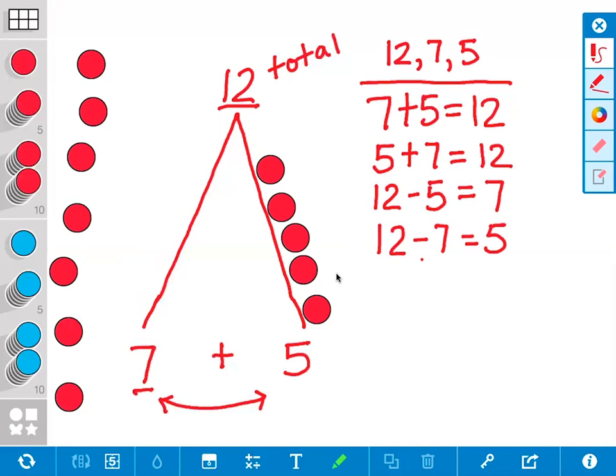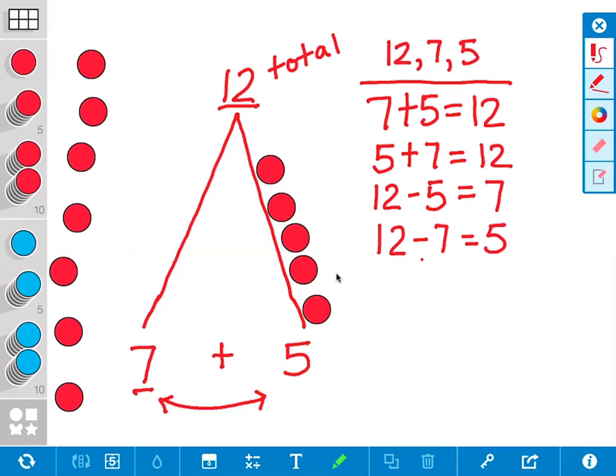So I have 7 plus 5 equals 12. 5 plus 7 equals 12. 12 minus 5 equals 7. And 12 minus 7 equals 5. Now, you notice that, like the last time we did the Math Mountain, this time you have two addition equations and two subtraction equations. And that is something to help you when you're doing your related facts.